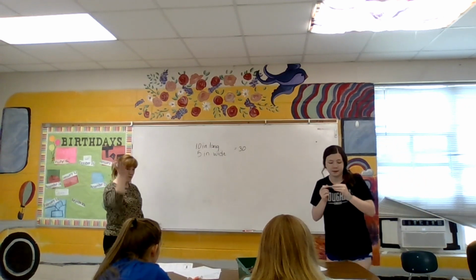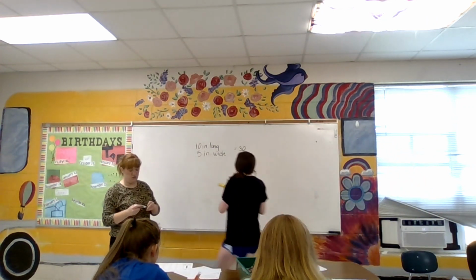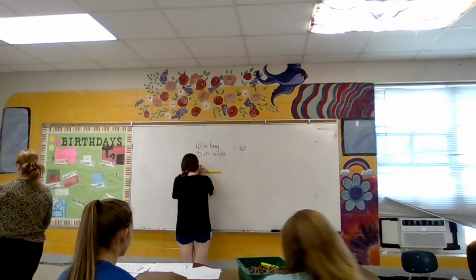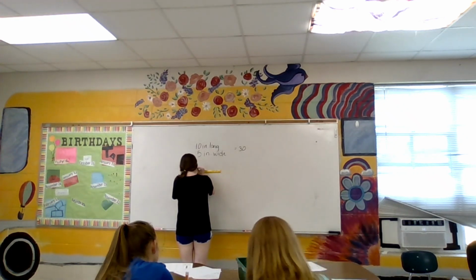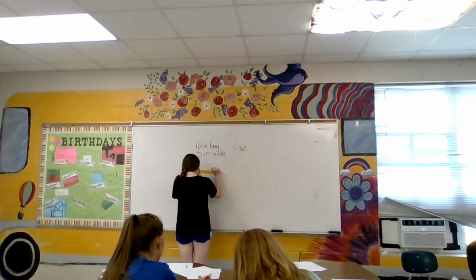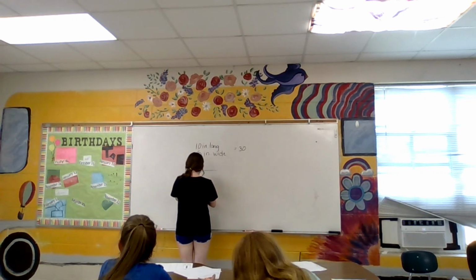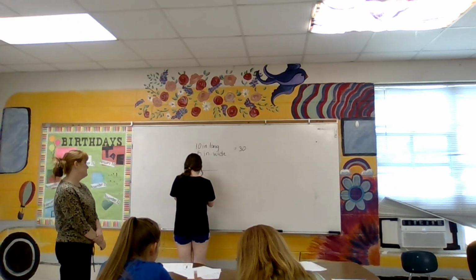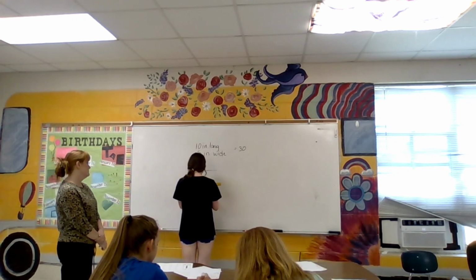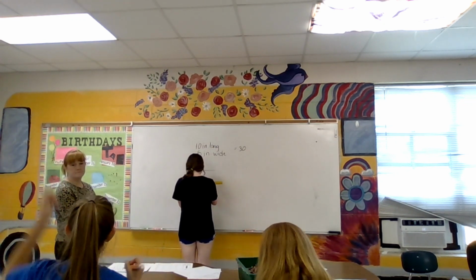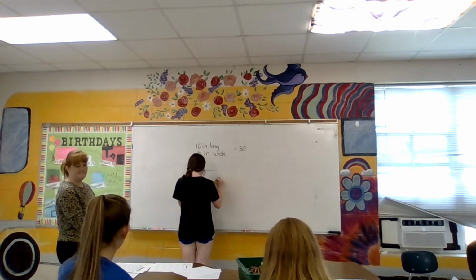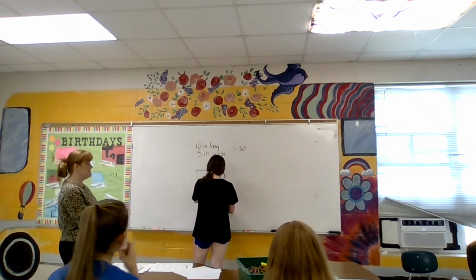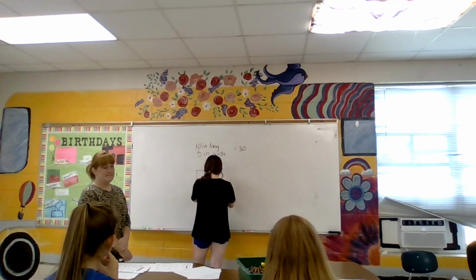Okay. Can you come and draw using your marker and your ruler? There we go. Show me what this shape would be if it was 10 inches long and 5 inches wide. It's okay if it's crooked. Everything I draw is crooked. Looks amazing.